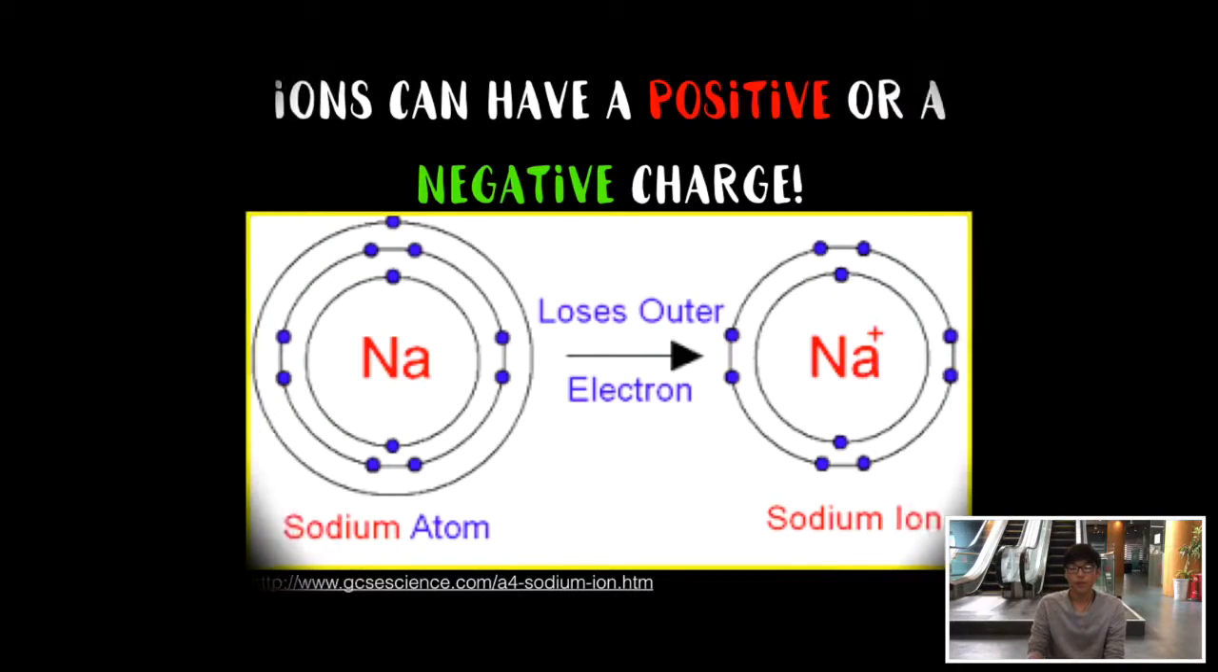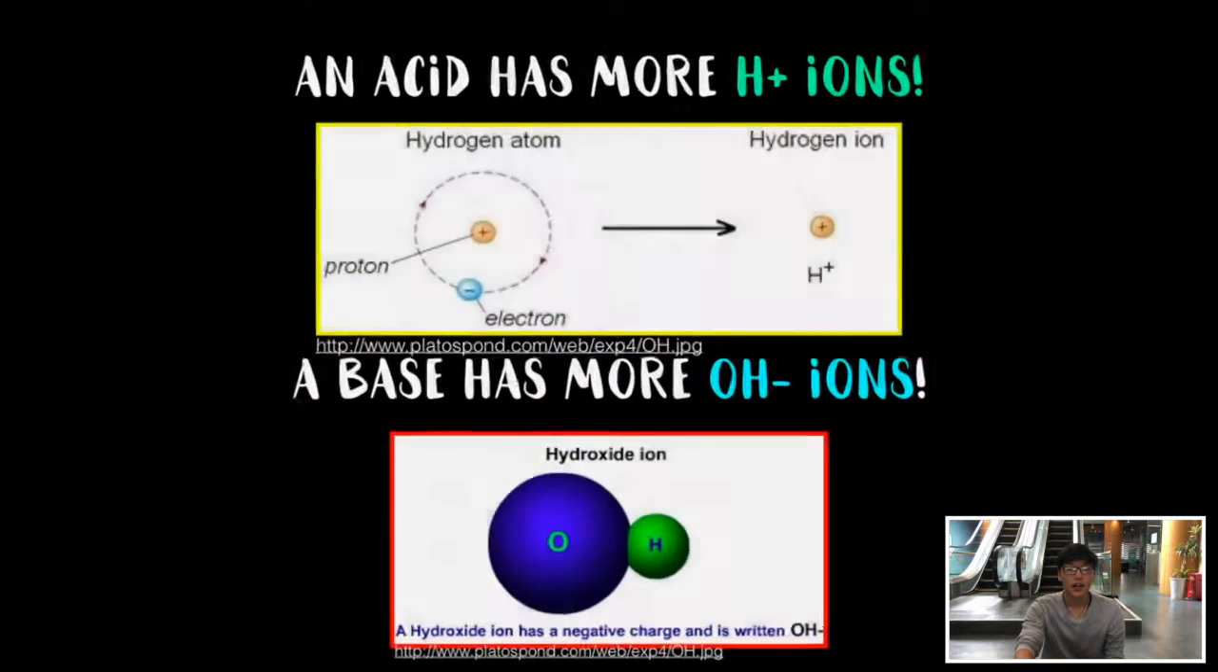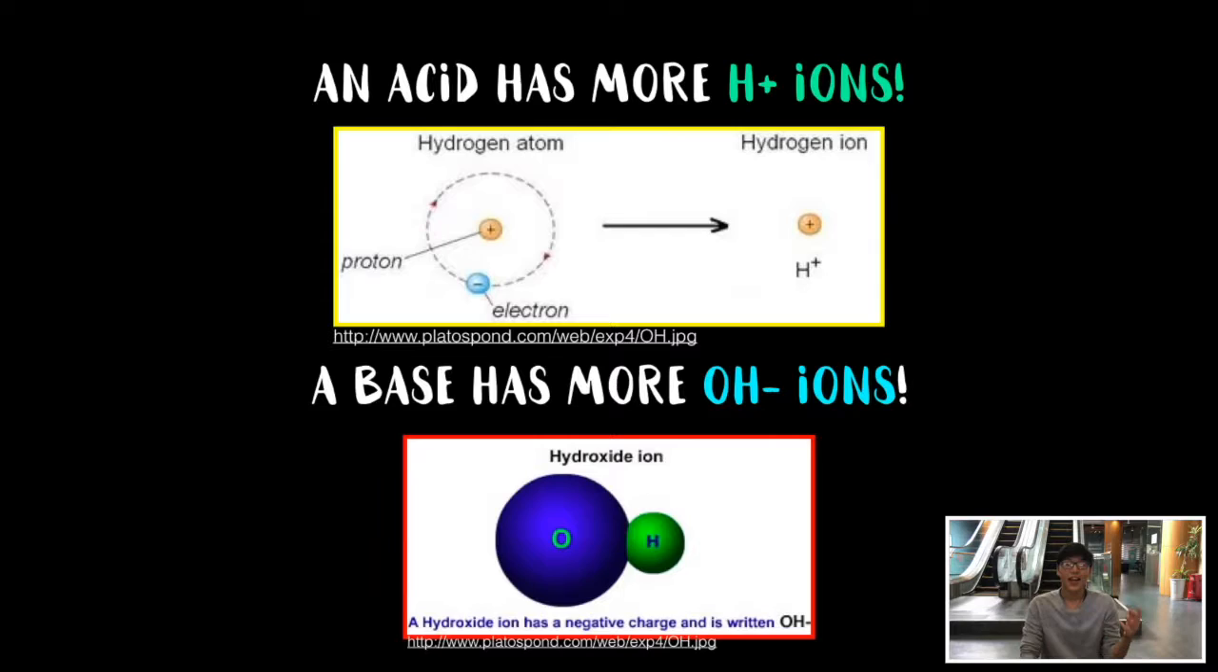For example, in this case, the sodium atom can lose an outer electron, or one of its electrons, and it becomes a positive sodium ion because it has one less electron, so it has a positive charge. However, in the case of acids and bases, a solution is more acidic if it has more H plus ions, and it's more basic if it has more OH ions than H plus ions. So it depends on the number of H plus ions and how many OH ions it has.